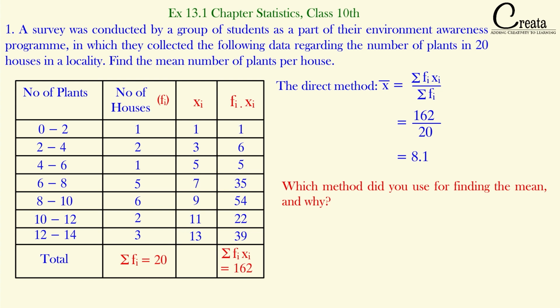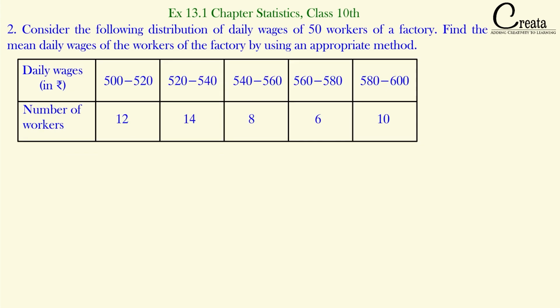So we have done with question number 1. Let's move to question number 2. In this question, the distribution of the daily wages of 50 workers of a factory is given. A table is given. In the first row, daily wages in rupees are given, that is the daily salary of the workers. And in the next row, the number of workers are given.